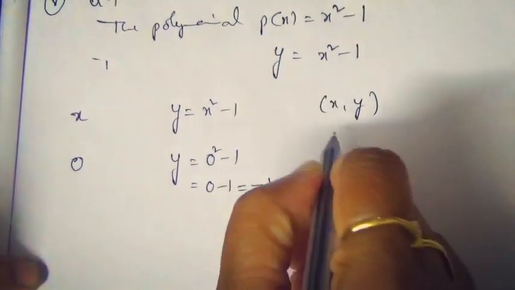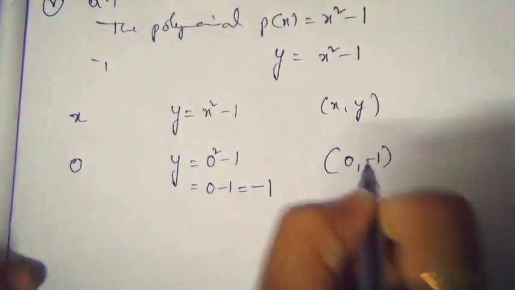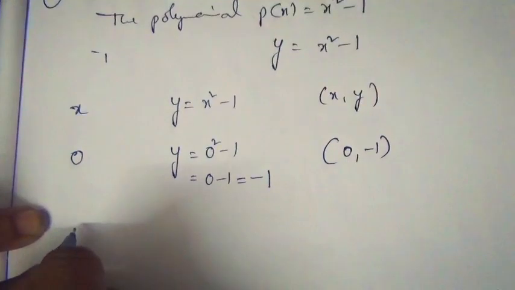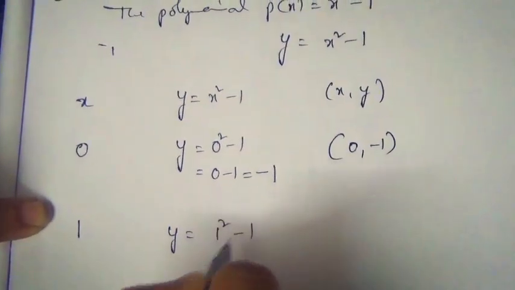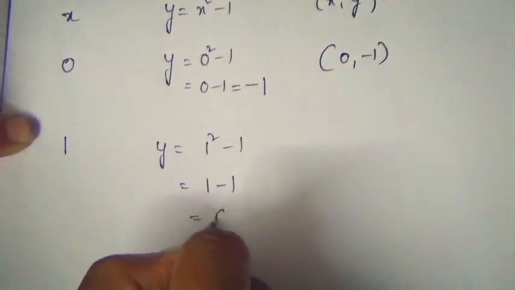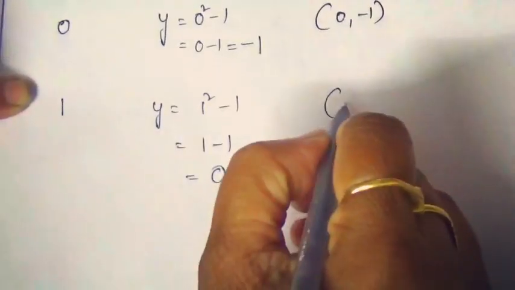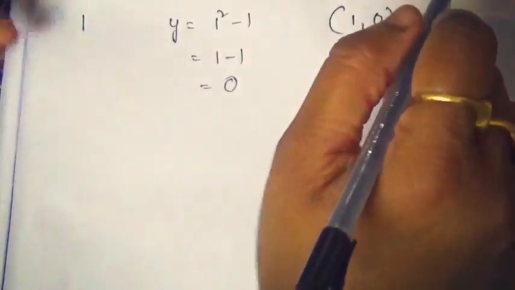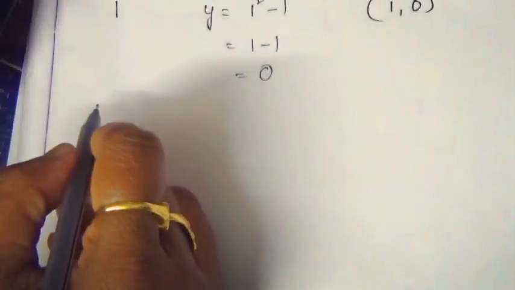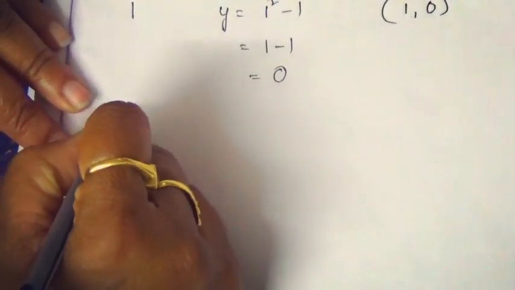What are the coordinates of this x and y? 0 comma minus 1. Here I want to take one positive number, that is x is equal to 1. So y is equal to 1 square minus 1, that is equal to 1 minus 1, that is equal to 0. What are the x and y coordinates? 1 comma 0.